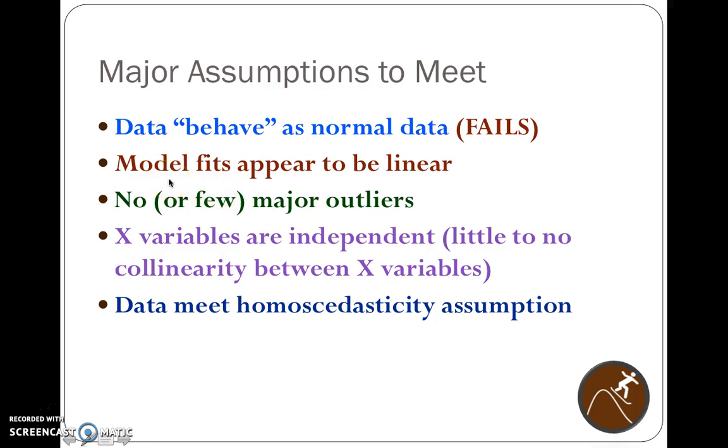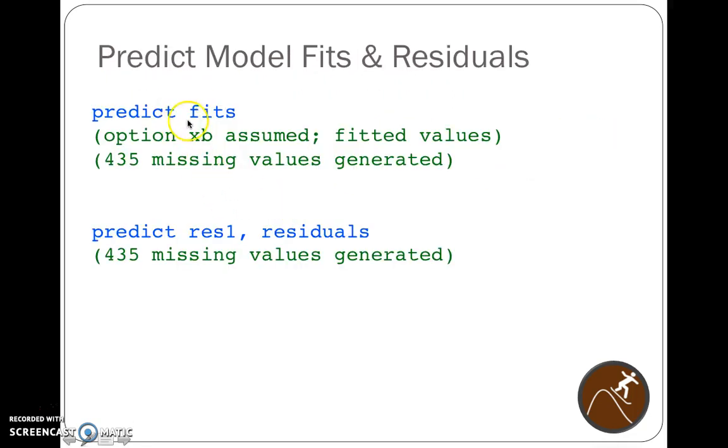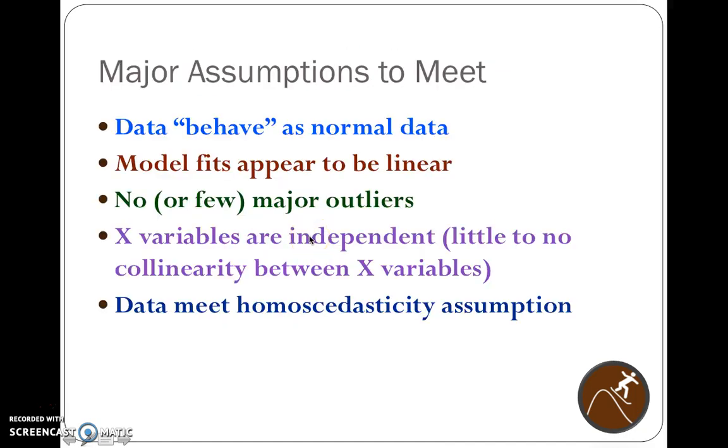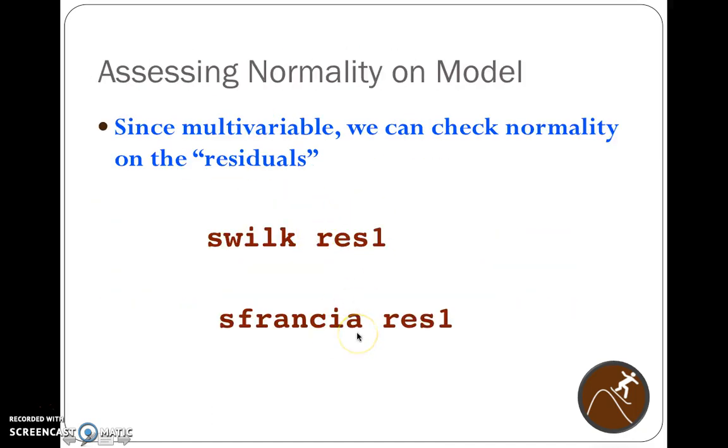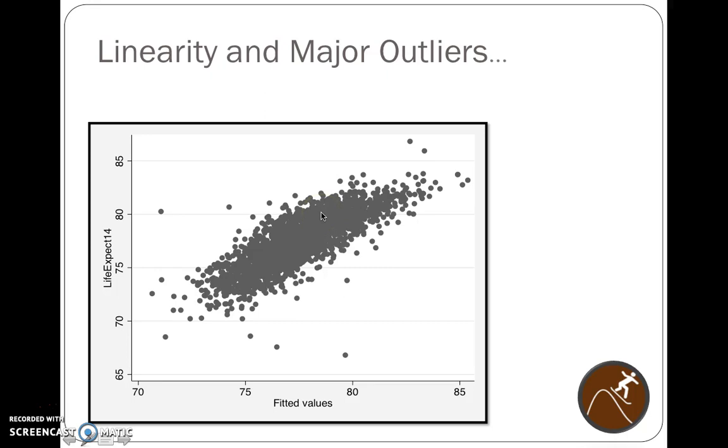Do the model fits, the actual predicted values, appear to be linear, and do we have major outliers or not? So how do we do that? Well, we've already created back here predict fits, and we also have this predict residuals. We're going to use these here in a second. So we've already used residuals for the normality test. Now we're going to check for linearity and major outliers. We're going to just do this visually for this purpose, for here.